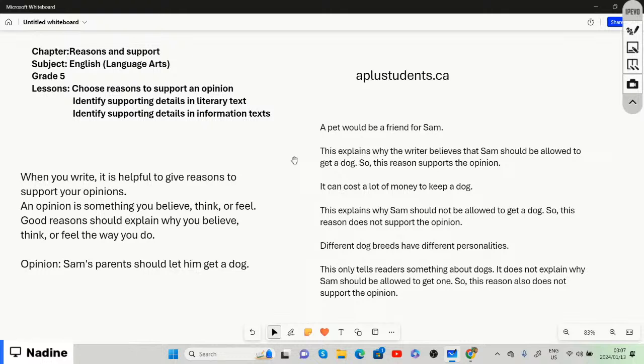But when it comes to opinions, opinions are basically your own, how you feel about something. It's your own answer, basically your view on something, right? And when you write, then it is helpful to also give reasons to support your opinion. So you need to basically tell us why you are saying whatever you are saying.